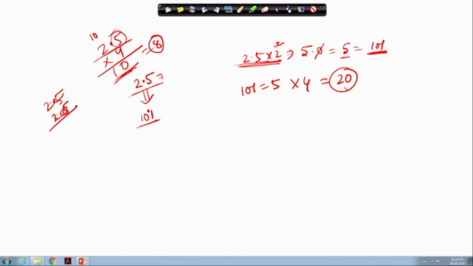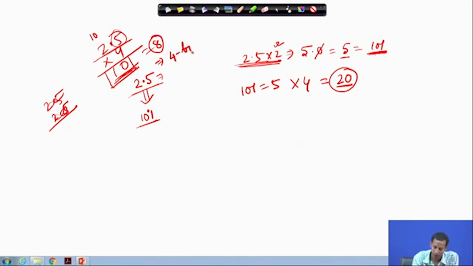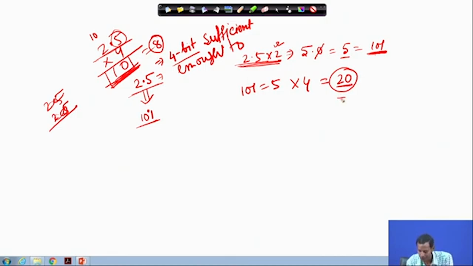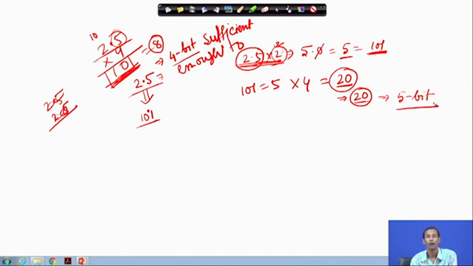Now, to represent this 20, my original value is what? It is 10. Let us consider that 4 bits are sufficient to hold the value 10, but in actual, the result I am getting is 20 because of the scaling. I use a scale factor of 2 to hold the proper data of 2.5. So the result is 20, and to hold it, instead of 4 bits I need 5 bits here.